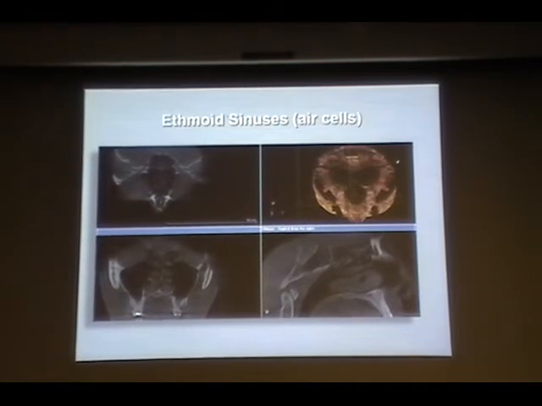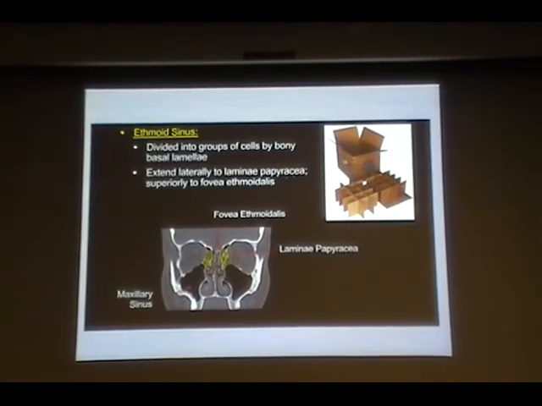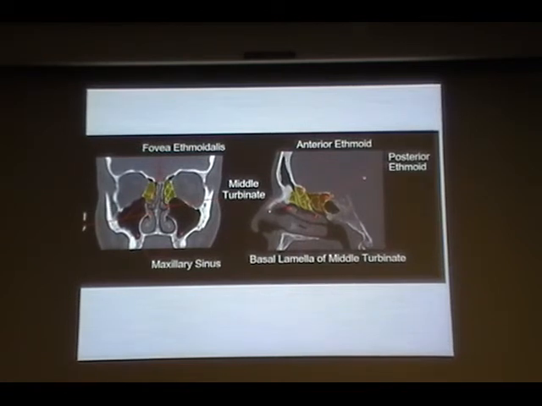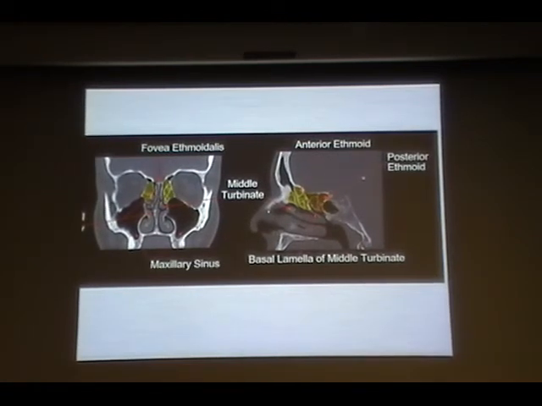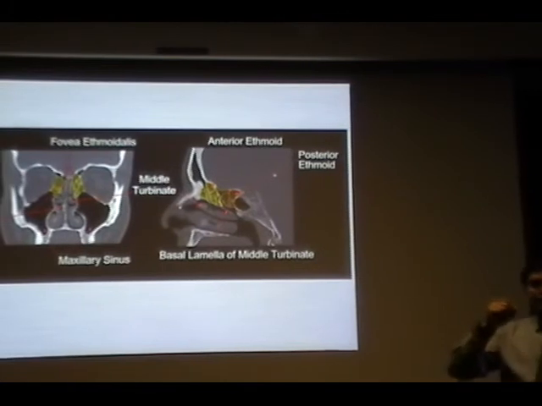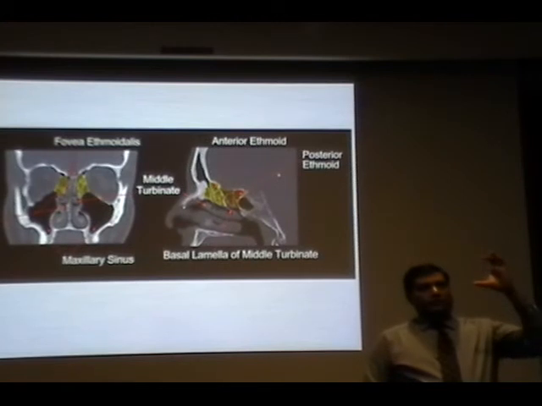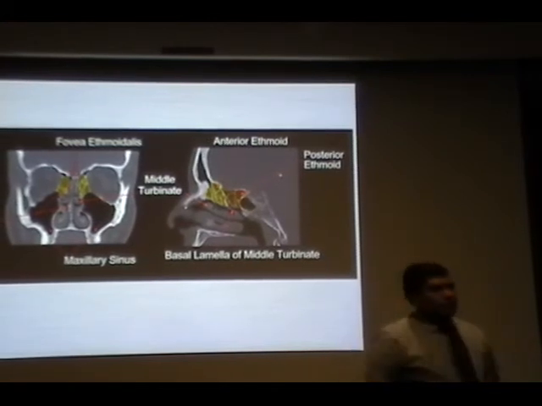Now moving on, ethmoid air cells. So ethmoid air cells are generally, again, air filled. They look like partitions within a box. So ethmoid sinuses are divided into anterior and posterior, and apart from the inferior turbinate, the basal lamella, you can divide the ethmoid sinus into anterior and posterior.